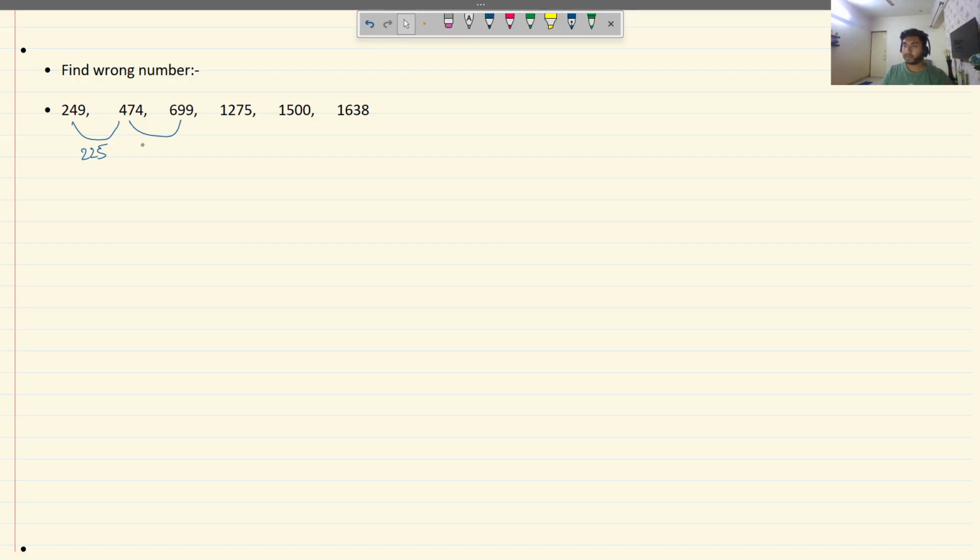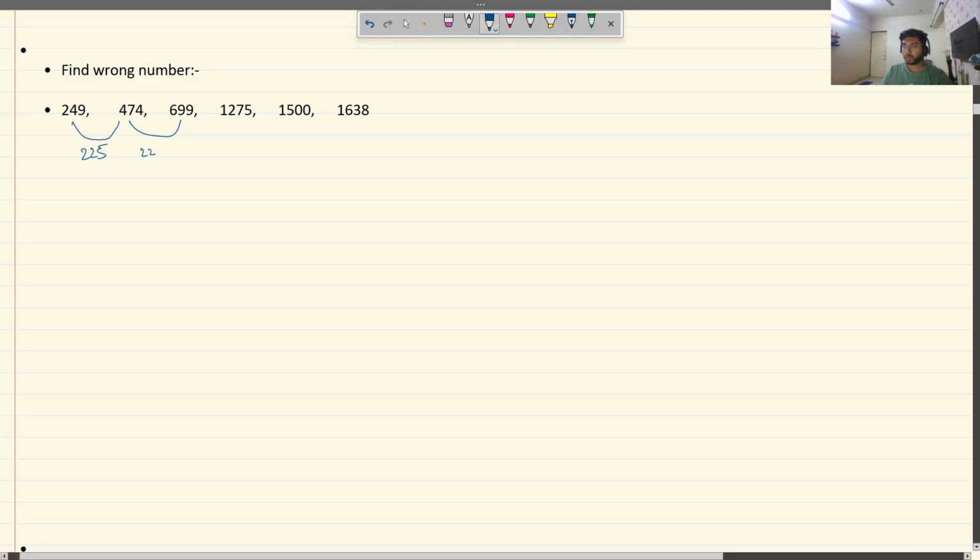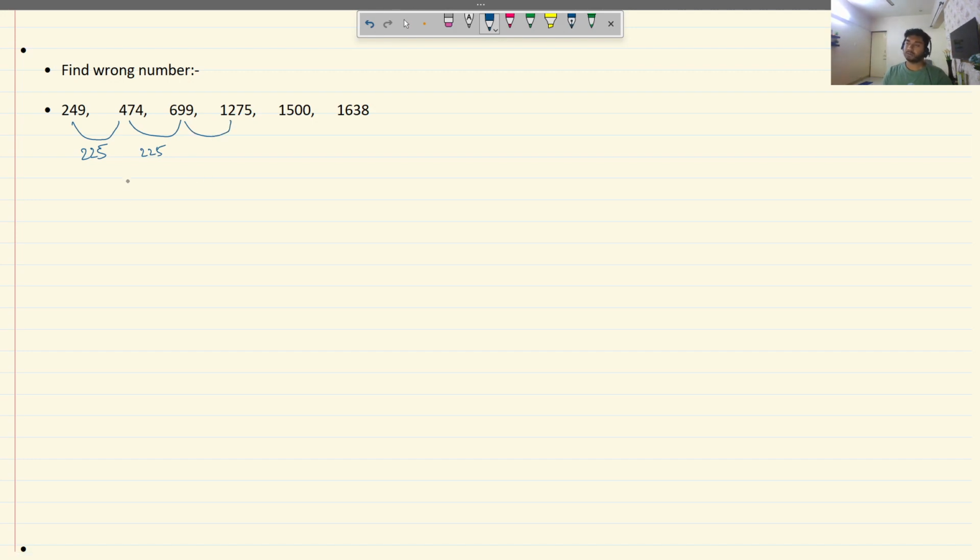Okay, 699 minus 474 is again 225. Okay, that is 15 square. But this is breaking my pattern. I thought that all the consecutive differences would be 15 square. That would have made my life easier. But this seems to not be the case.